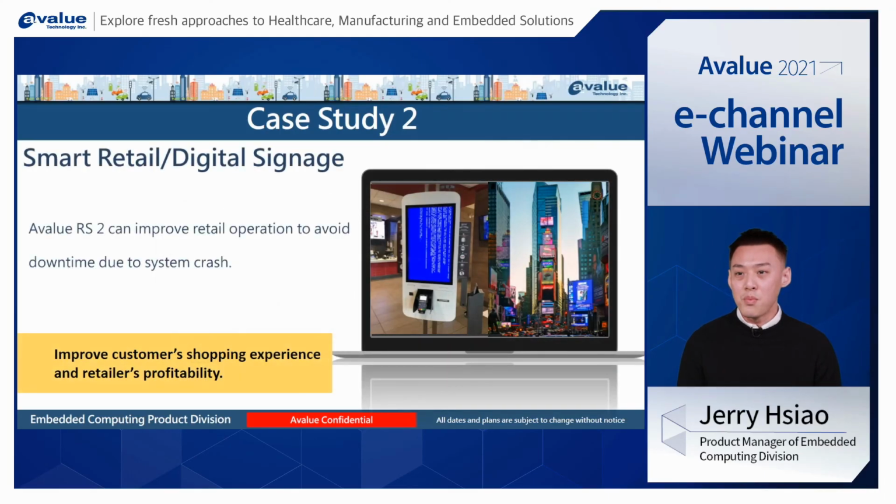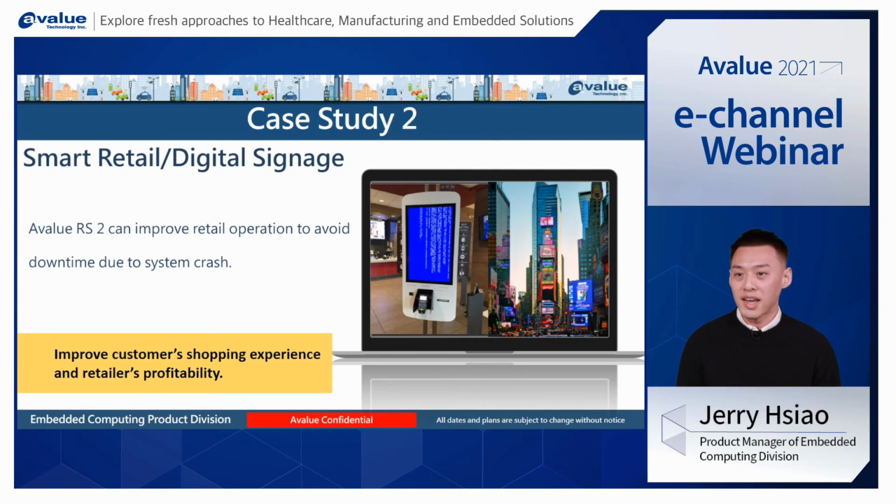As you can see, more and more unmanned applications are deployed in retail, such as kiosks, self-ordering, and self-checkout machines. So RENITY Sentinel 2 can help monitor remotely every device in every retail store.